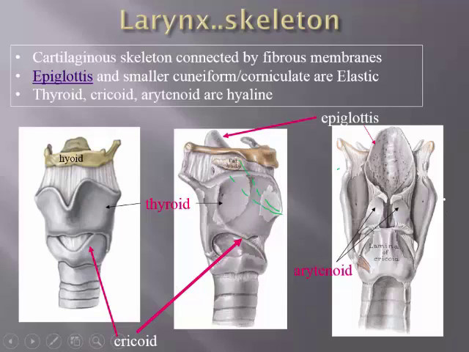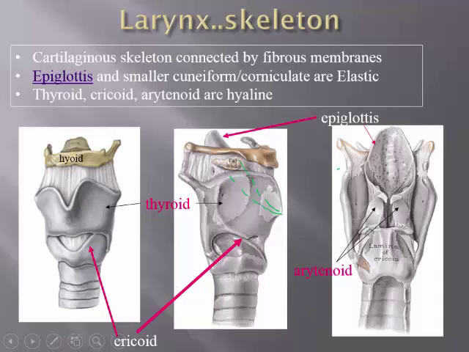Then when we look at the posterior aspect here, we are seeing this incomplete part of the thyroid. In other words, it's not there posteriorly. Here we can see the cricoid posteriorly. Sitting on top of the cricoid are two cartilages. So this is a paired cartilage called the arytenoid cartilage.